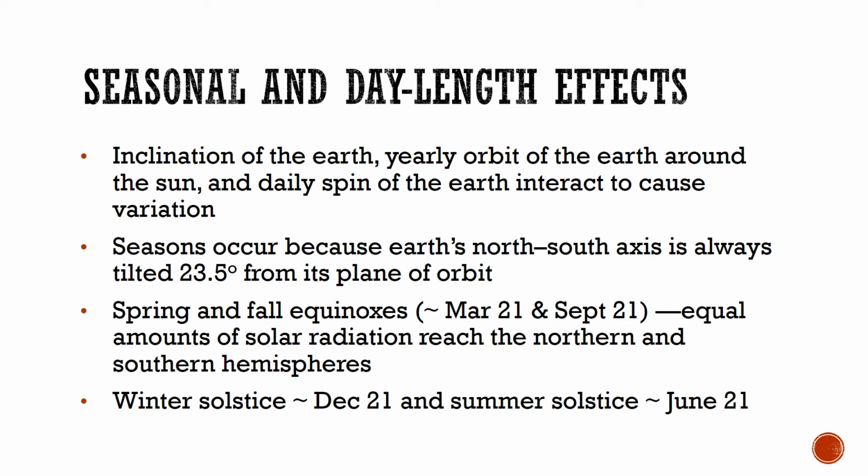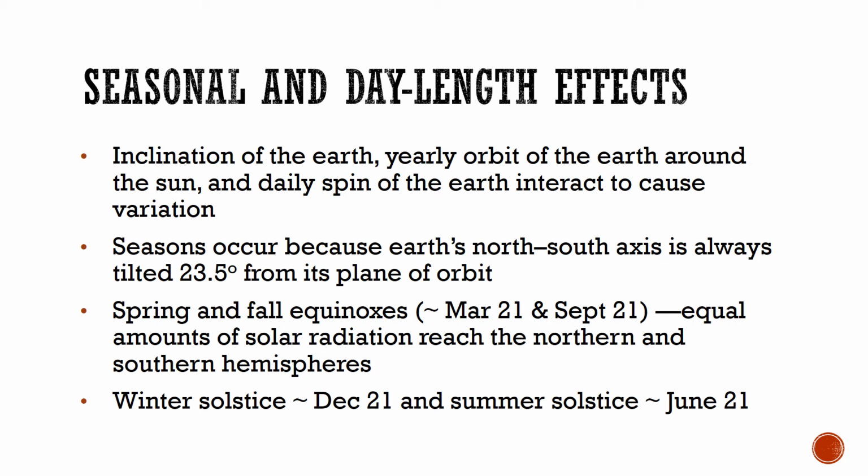So let's now look at seasonal and day length effects. Really important for the different seasons that we have on this Earth. Again, the Earth is going to orbit the sun in one calendar year, and the daily spin of the Earth is what's giving us the nighttime versus the daytime. But our full calendar year, or our different seasons, has to do with the tilt, or the axis the Earth is on.